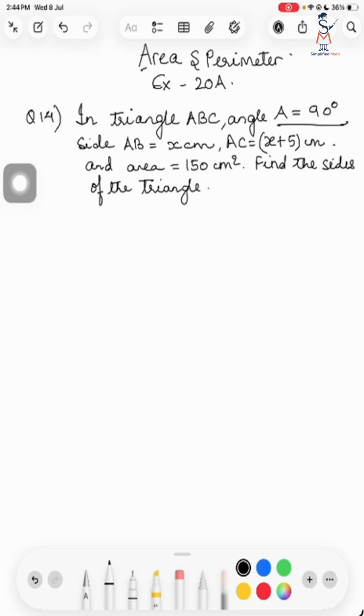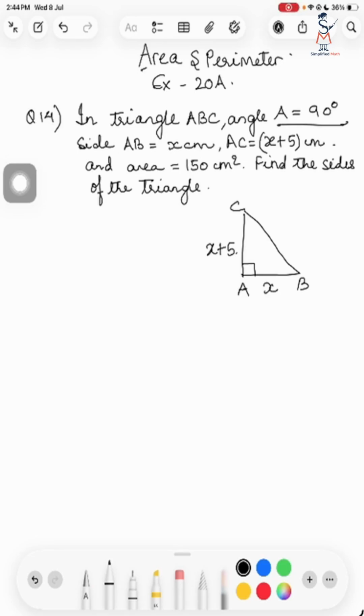So we know that it is a right angle triangle. So let's draw the right angle triangle first. A is 90, so this is 90. This is B and this is C. AB is x and AC is x plus 5.